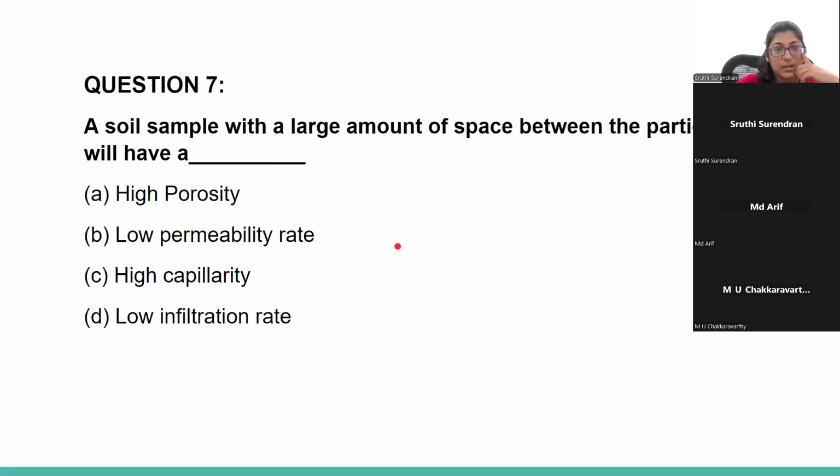Moving on to the next question. A soil sample with a large amount of space between the particles will have a higher porosity, low permeability, high capillarity, or low infiltration.